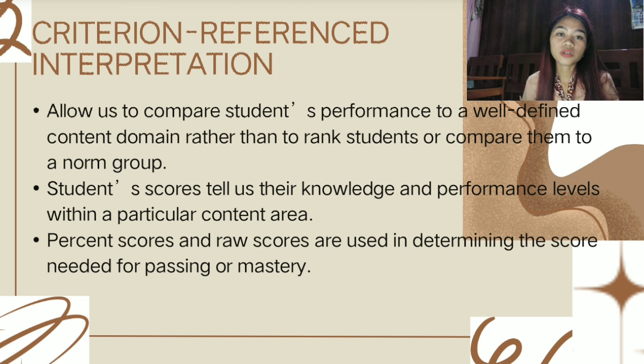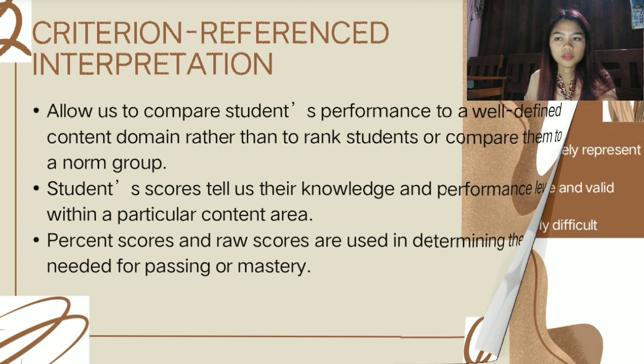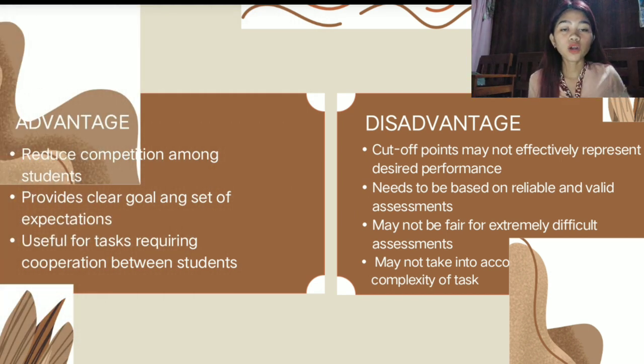So percent scores and raw scores are used in determining the scores needed for a passing mastery. So like what we have discussed last week, this kind of criterion reference interpretation, it's all about comparing someone's performance, right? So criterion reference has the objective of determining the scores needed for passing or mastery. Understand? So we have here the pros and cons when we talk about criterion reference interpretation.